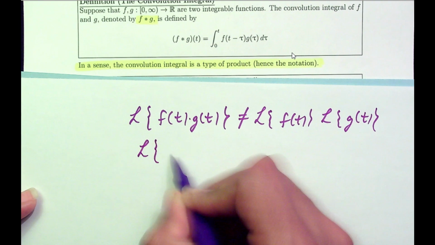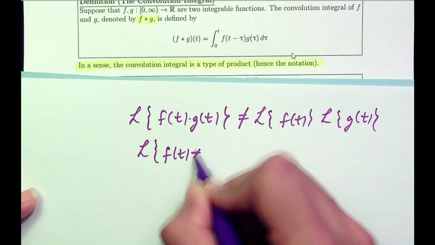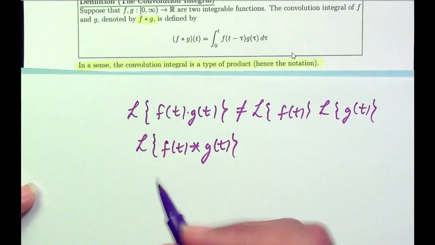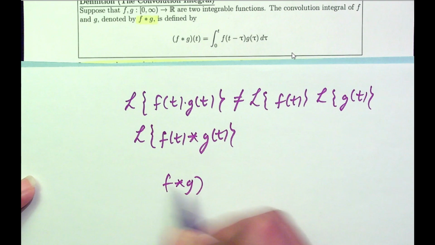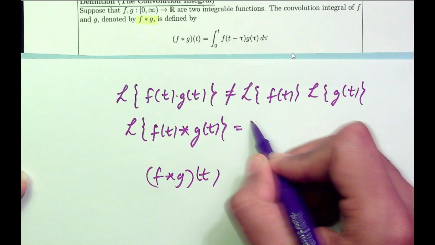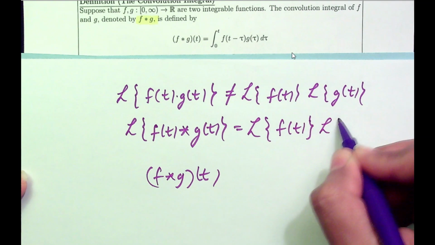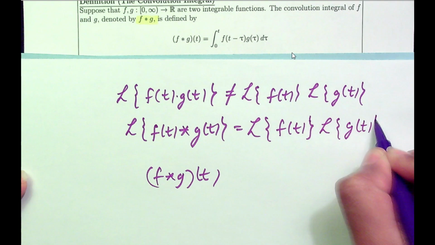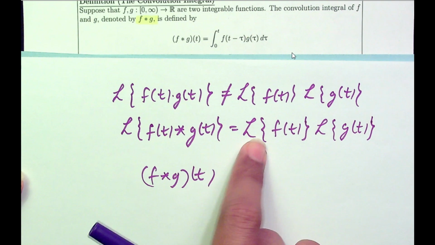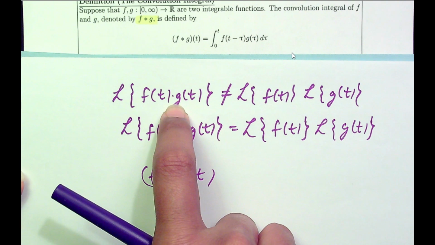The Laplace transform of f convolved with g, or you can just use this notation, f convolved with g evaluated at t, will be the product of the Laplace transforms. So the Laplace transform of the convolution product is the product of the Laplace transforms, but it is not true for a regular product.